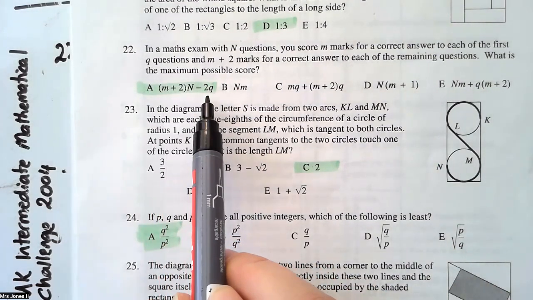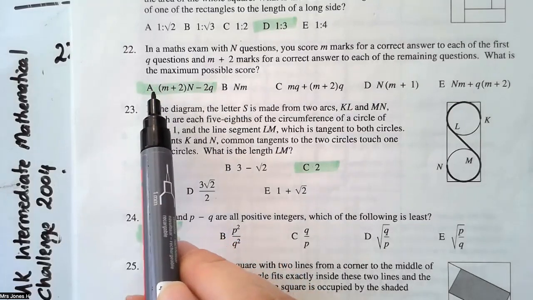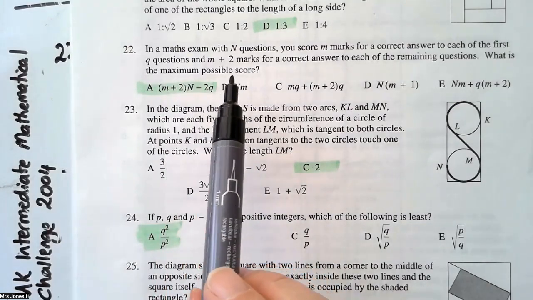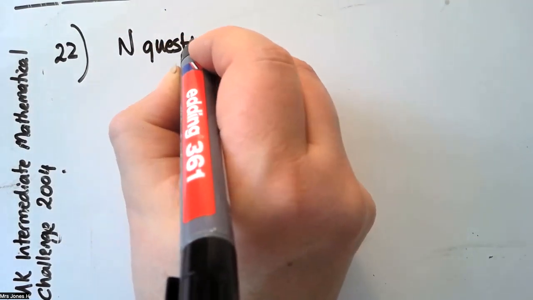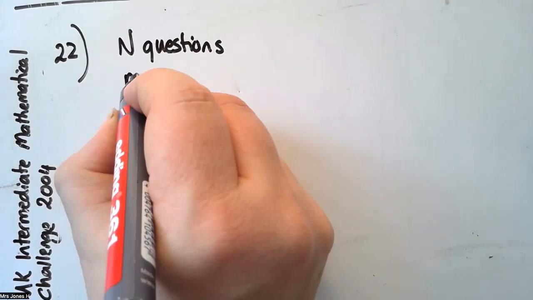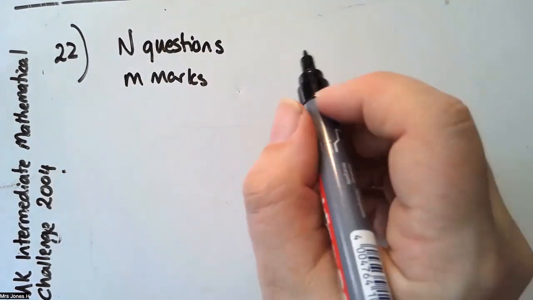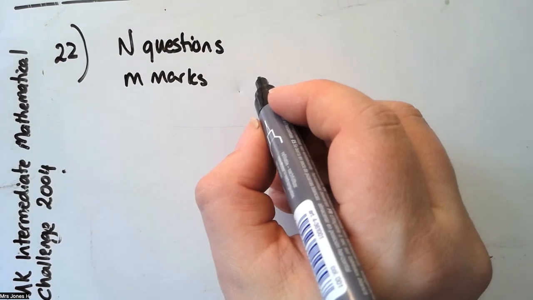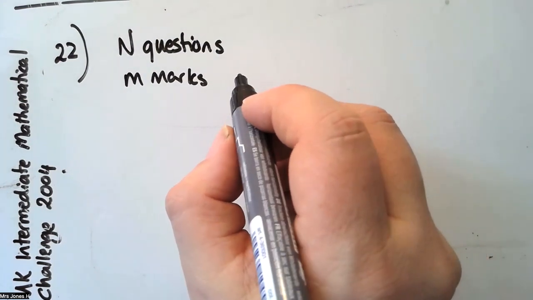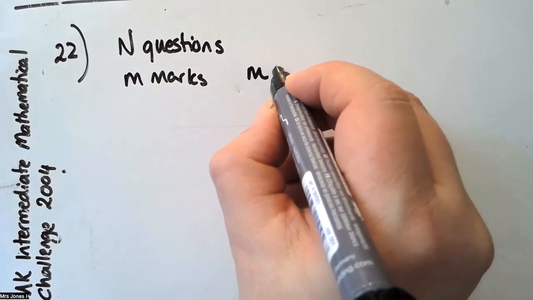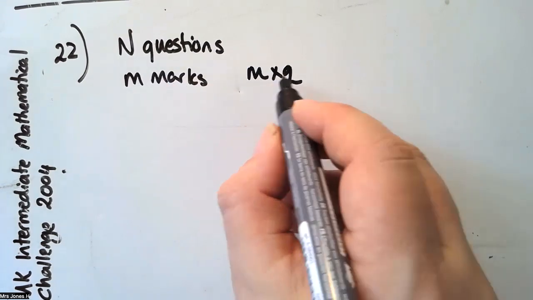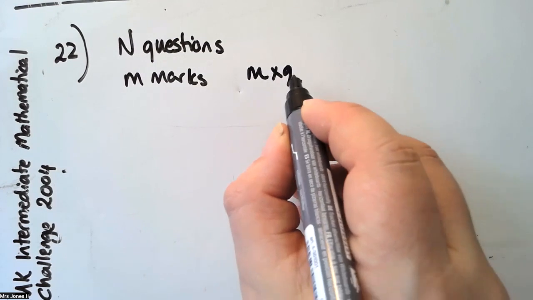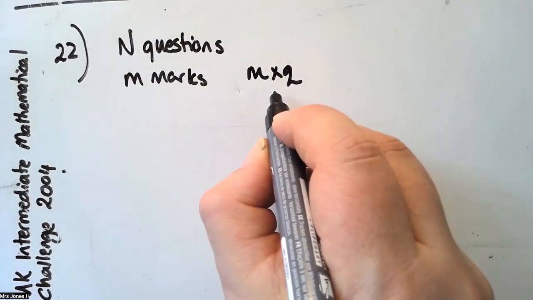So this is a way of finding an algebraic expression to describe your maximum possible score for this paper, which I think is interesting. So there are n questions. There are m marks. And for each of the first q questions, you score m, so m multiplied by q. So you've got this for the first set of questions, the first q questions.